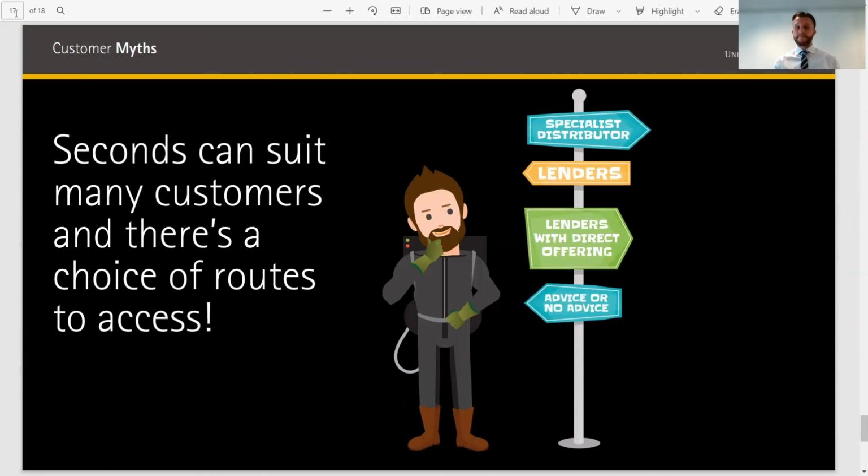Seconds can suit, as I said, many customers, and there's a choice of routes to access them. So yes, some lenders do offer applications direct, but obviously going through a specialist distributor such as Brightstar, you will benefit from their expertise, their on-site underwriters, often exclusive rates available as well, and typically either advice or non-advice is available.